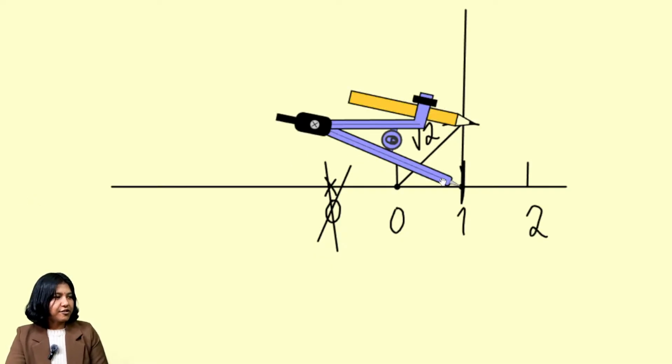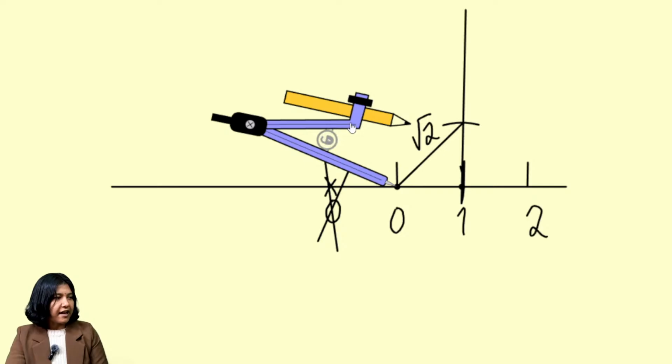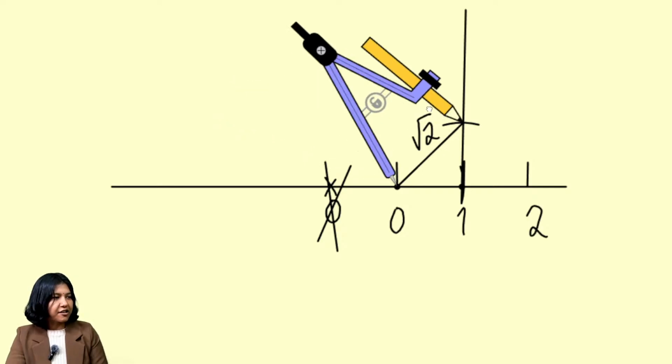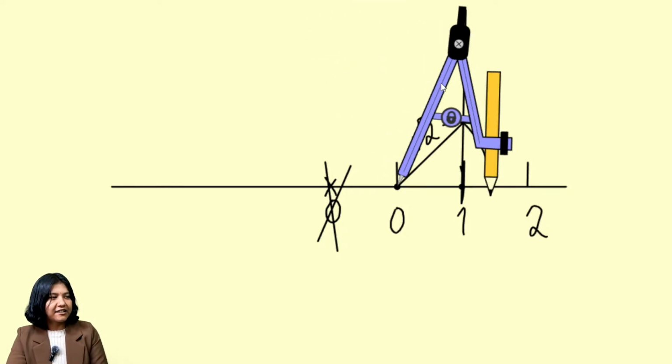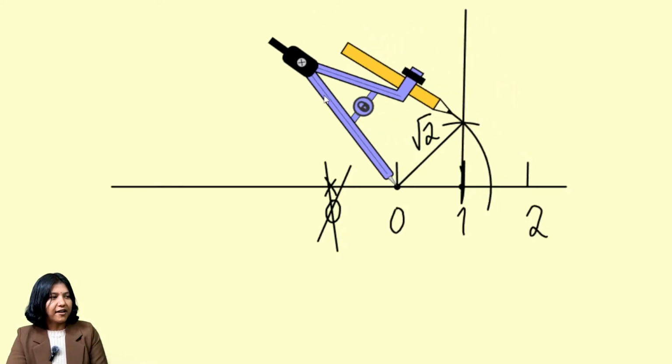Take your compass back again and now measure this length with your compass, the square root 2. If you have measured this, this is the length of square root 2. So now the radius of your compass is exactly square root 2. Lock your compass and get that arc right here on the number line. Congratulations, this is where your square root 2 should be.